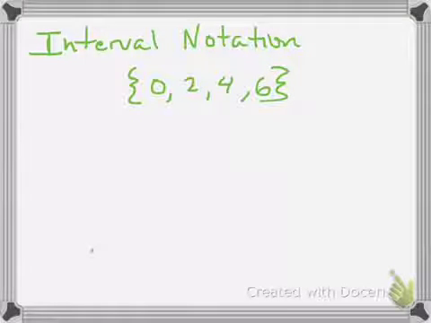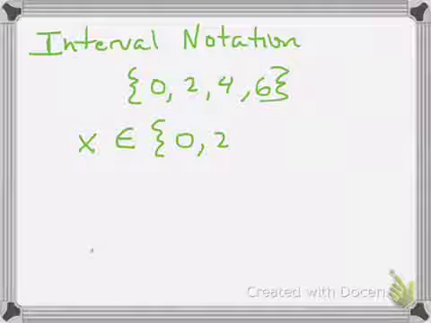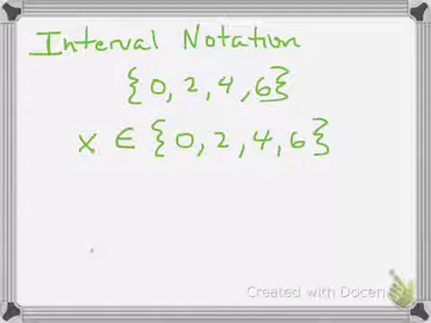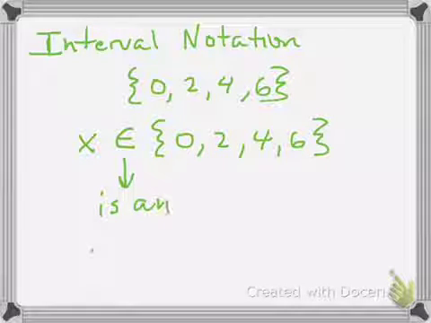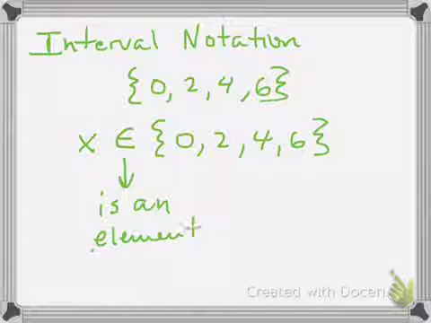So what I want you to do here, if I wanted to define that x is an element of this set, I would use this symbol. X is an element of this set. Okay? So this symbol, and all I'm teaching at this point is that this symbol reads is an element of. All right? So it's set notation, right?